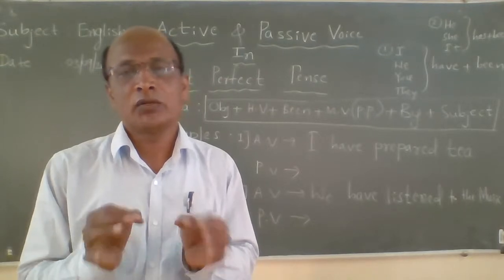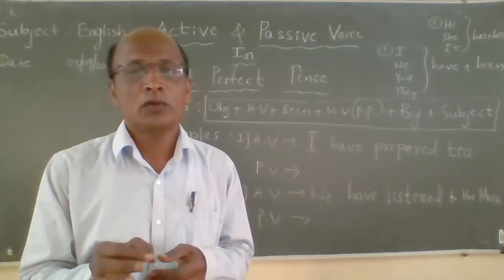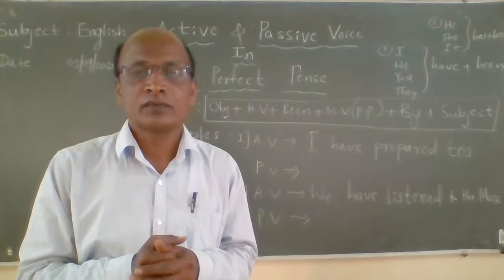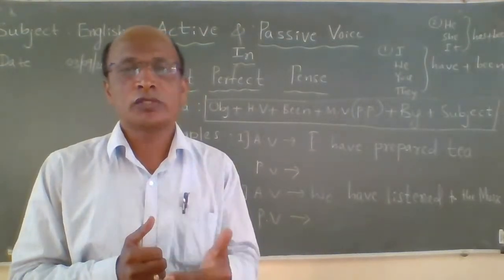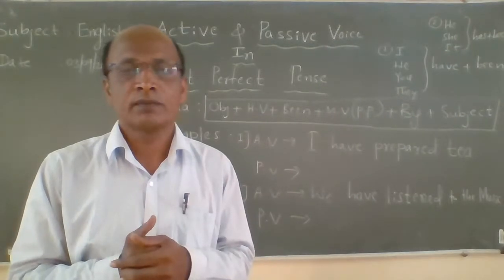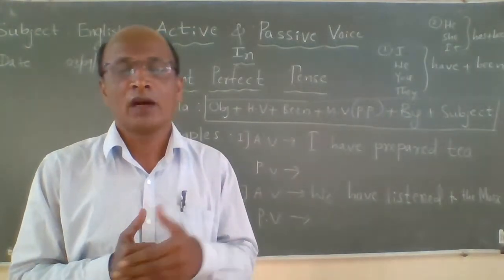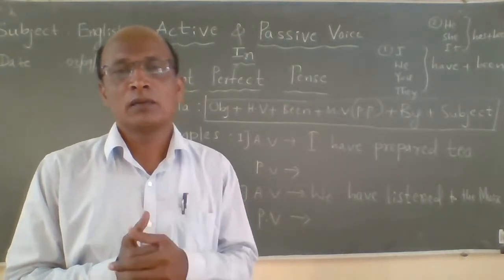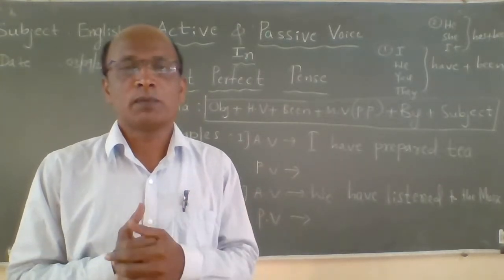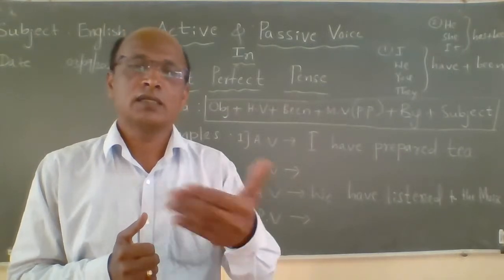In the previous class, I told you the important formula. When changing active to passive voice, we should take first the object. After that, the helping verb. After that, the main verb. The main verb should be in the form of past participle, right? Then by, then the subject.